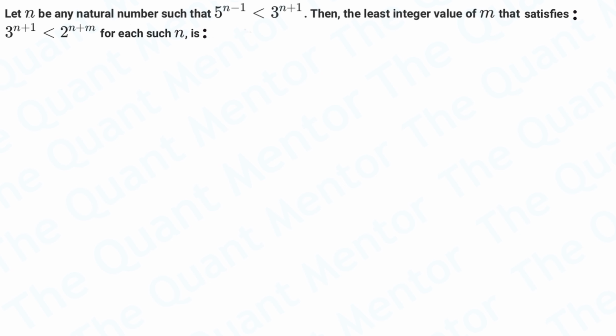So let n be any natural number such that 5^(n-1) is less than 3^(n+1). Then the least integer value of m that satisfies 3^(n+1) being less than 2^(n+m) for each such n. That is the catch guys. For each such n. So whatever is the least integer value of m you are finding, it should be satisfied for each value of n that you take. It should satisfy every value of n that you take.